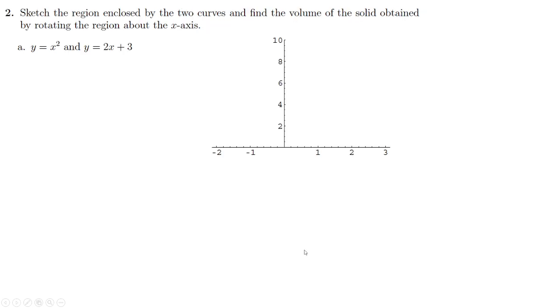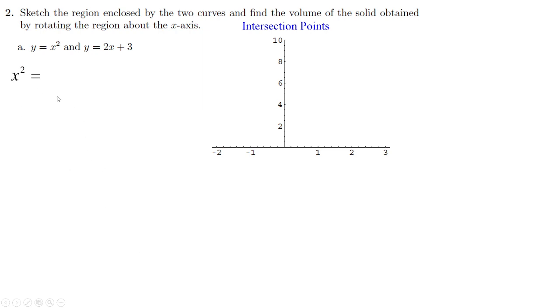Pretty cool, huh? Okay, sketch the region enclosed by the two curves and find the volume of the solid obtained by rotating the region about the x-axis. So same situation here, except now we're rotating not just the boundary of a curve, but a region. So this is going to create, instead of circular cross sections for the area, washers or annulus. So x squared. All right, let's find some intersection points here.